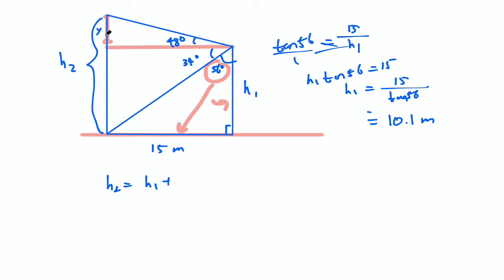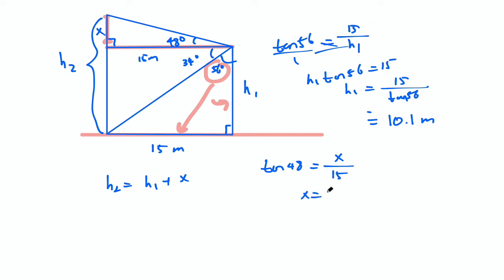Now the height 2 is going to be height 1 plus this small distance. Let's call this x. So let's see if we can find out what x is. If this is 15 meters, this is also 15 meters. So then here I have the opposite and adjacent side. So tangent of 48 of this right angle triangle is going to be the opposite over the adjacent.